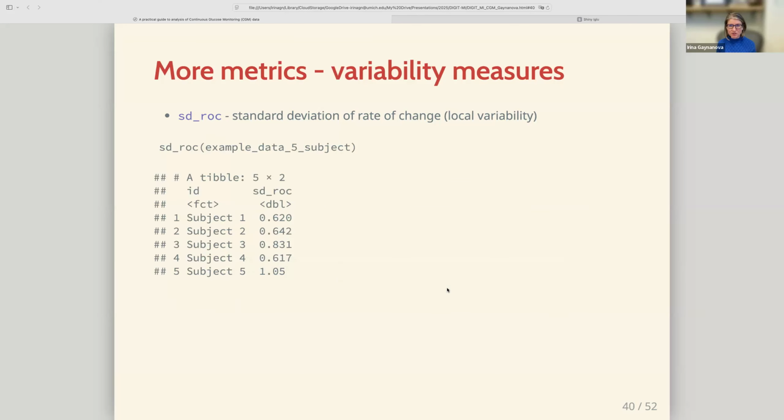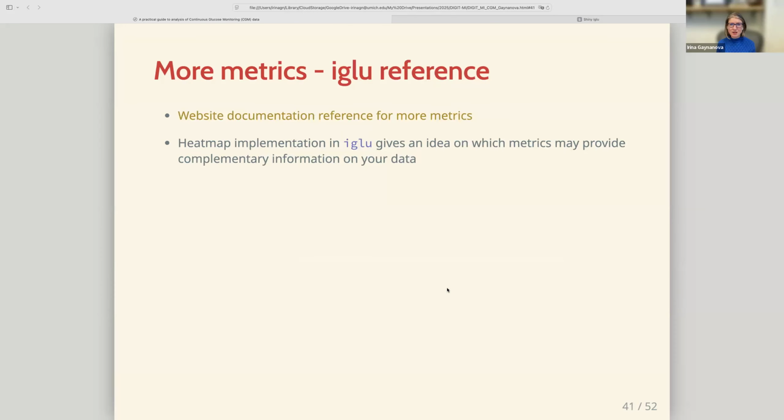And then you can do this again, not visually, but numerically. Generally, there are a lot more metrics you can compute. Those are the ones that I wanted to highlight that may be of interest. We have website documentation for reference for other metrics that have been proposed. And again, this heat map implementation, the metrics clustering, can give you an idea on your particular data set. What are the metrics that provide complementary value? What are the metrics that may be redundant?